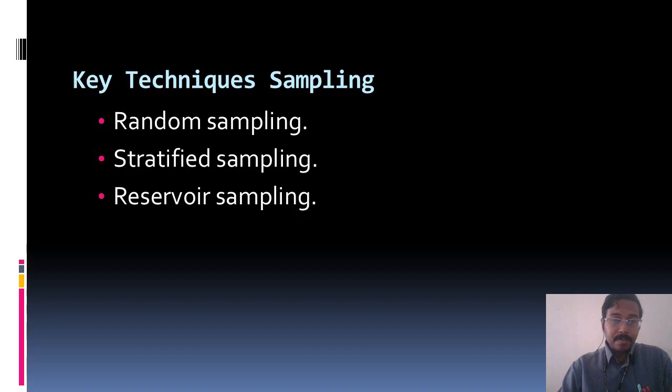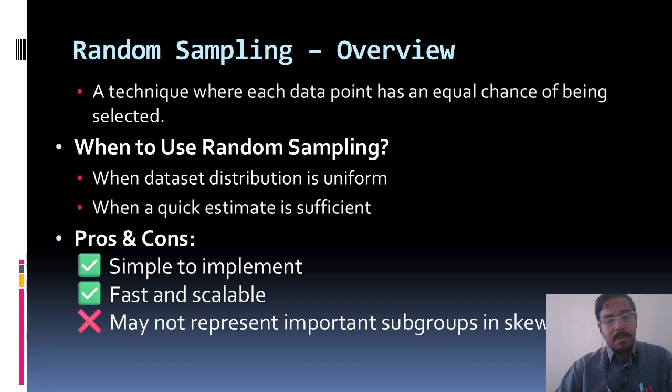Now, there are several techniques for sampling. The three most common ones are random sampling, stratified sampling, and reservoir sampling. Each has its own use cases and strengths, and we will explore them one by one.